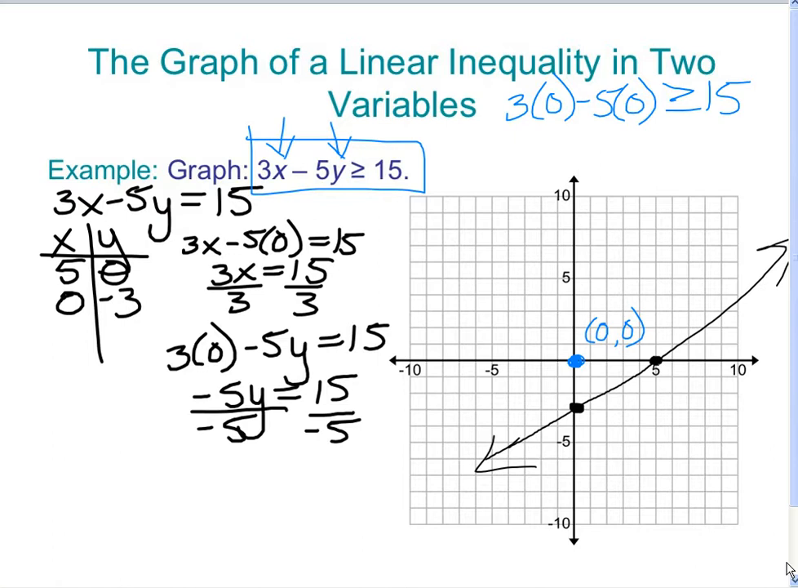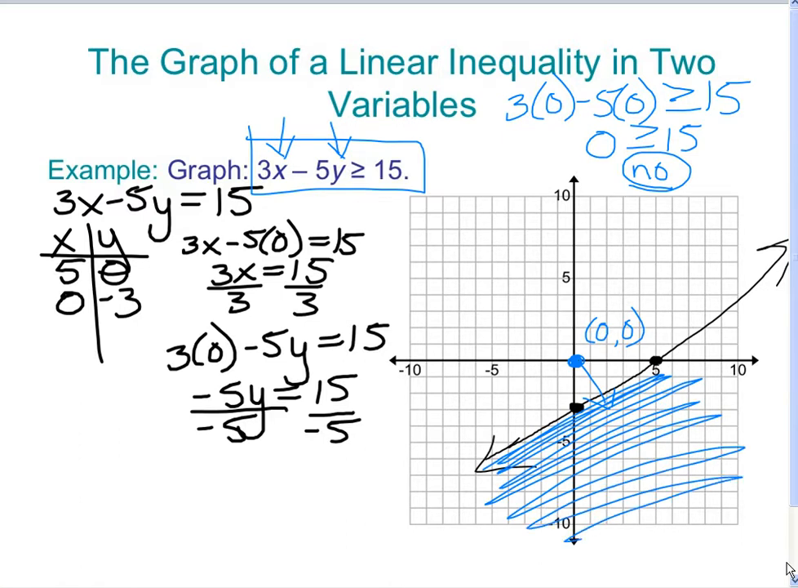3 times 0 is 0. Negative 5 times 0 is 0. So the question is, is 0 larger than 15? Well, no, it's not. Since this answer was no, I am not going to shade over top of the point 0, 0. I have to shade on the opposite side of the line from 0, 0. So I'm going to shade over here.